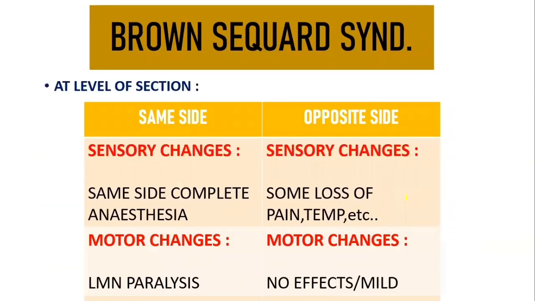So this tabular column is more than enough. If you are going to write all this, you can get 5 on 5, very sharp. Now at the level of section, we will see 3 sections: at the level, above the level, below the level.